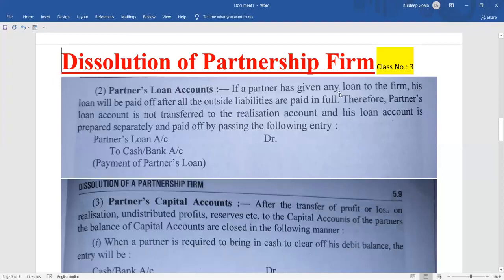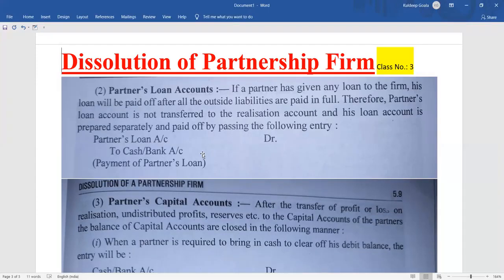If a partner has given any loan to the firm, in this case we have to either pay him directly, or sometimes pay him through his capital account also. There are generally two situations being given. One is where the amount is transferred to the capital account. It will be mentioned in the question, so accordingly we will do. If it is mentioned that the partner's loan will be paid through the capital account, then the partner's loan will be closed.